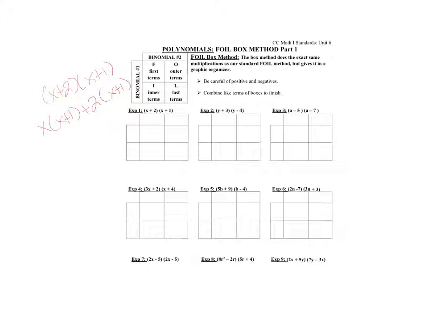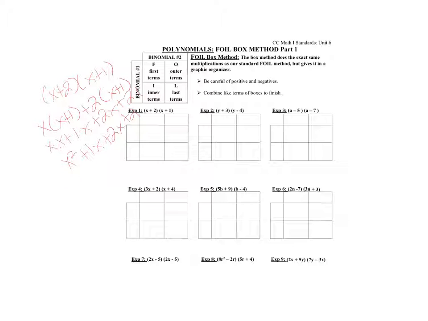So x times x plus 1 times x. And then we're going to do the second set of parentheses, plus 2 times x plus 2 times 1. Then we're going to go through and simplify. X times x is x squared. 1 times x is 1x. 2 times x is 2x. And then 2 times 1 is 2.